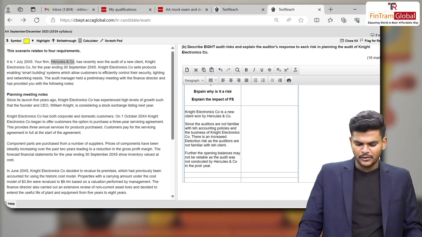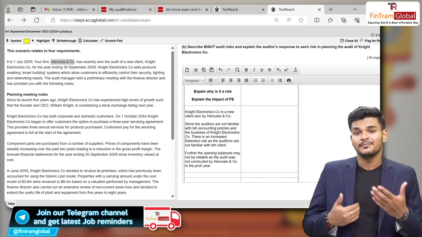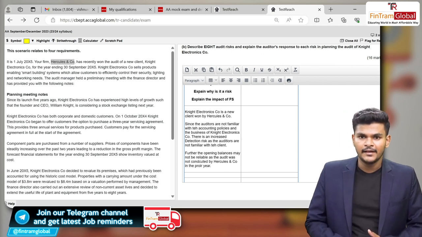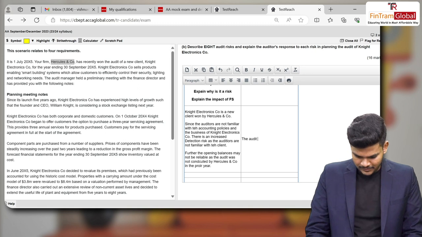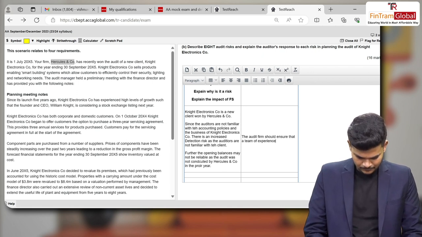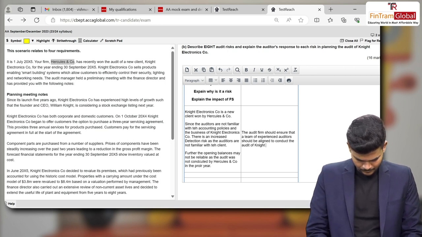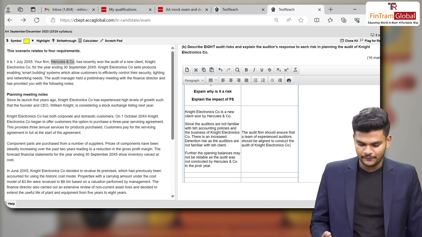Now, if this is the audit risk, then what should be my response to the risk? My response would be something like, well, what is the problem? Because the solution comes from the problem, isn't it? The problem here is that there's an increased level of detection risk due to the fact that we're not familiar with the client. So what we can ensure is that the audit firm should ensure that a team of experienced auditors should be aligned to conduct the audit of Knight Electronics Co.